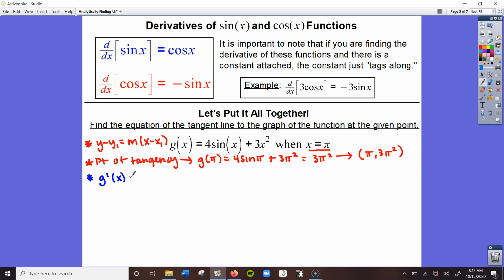We need that general equation first, which is going to equal 4 cosine x. The derivative of sine is cosine, and the derivative of 3x squared would be plus 6x. So now I can find g prime of pi. I'm going to plug in pi, so 4 cosine of pi plus 6 pi, which equals, the cosine of pi is negative 1, so negative 4 plus 6 pi. And we would just leave it. This is my slope of the tangent line.